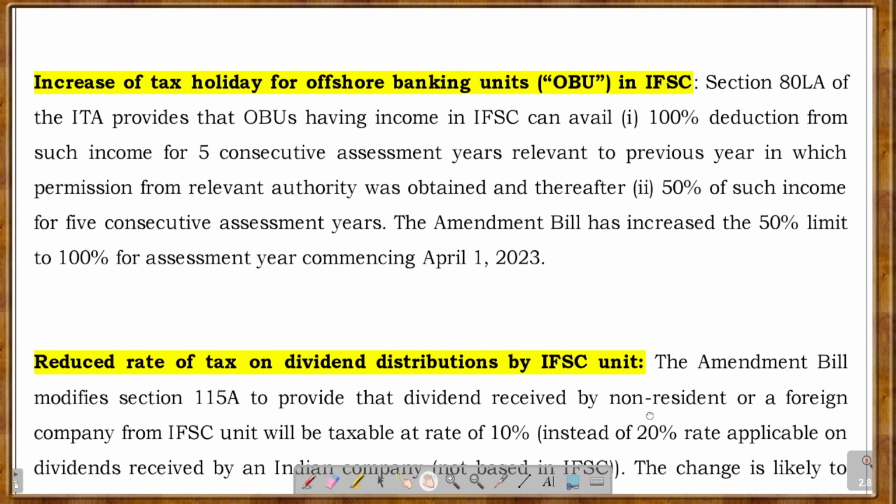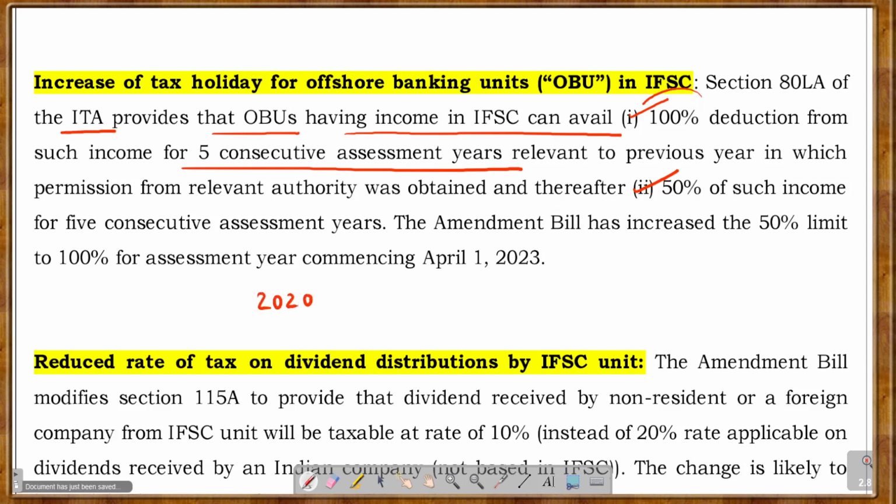Increase of tax holiday for offshore banking units. So the Income Tax Act, ITA means Income Tax Act, provides that offshore banking units which are having income in IFSC can avail 100% deduction from income for 5 consecutive assessment years, and after that for the next 5 years, right? Suppose you started in 2020, so for the first 5 years you will have a 100% deduction for the income, and after that for 5 years will come 50% of the deduction.